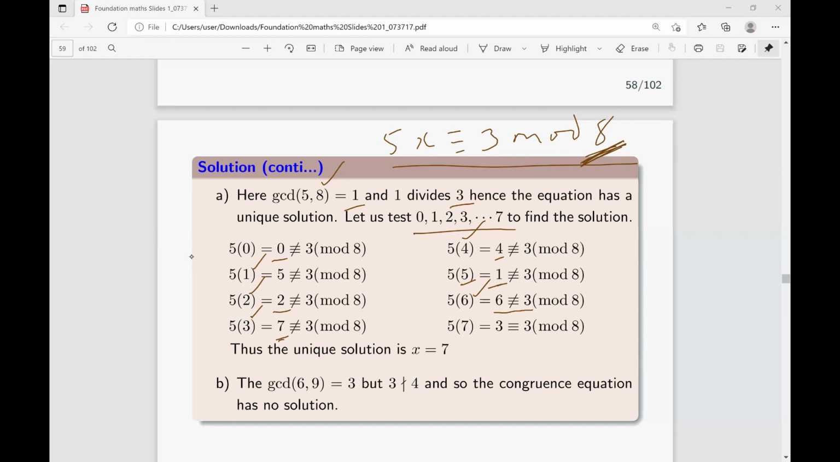We are trying the last number, 7. 7 times 5 would be 35. 35 mod 8. 8 will go there 4 times, because 4 times 8 is 32. Is that okay? The remainder is 3. 3 is equivalent to 3. So that means, therefore, 7 is a solution. We just used trial. Is that okay? We've used trial. Let's do the next question.